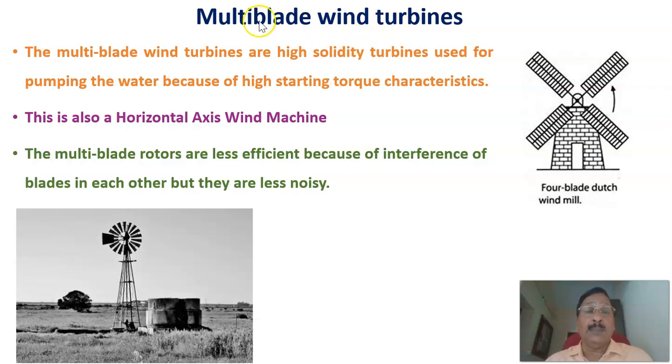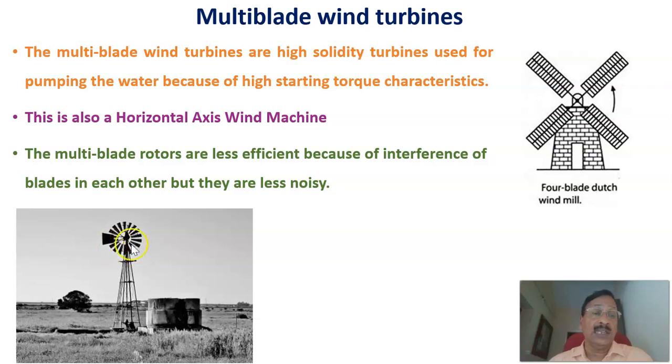The second type is the multi-blade wind turbine. This is also a horizontal axis wind turbine. Multi-blade wind turbines are high solidity turbines used for pumping water because of their high starting torque characteristics. Because here, as the number of blades increases, the starting torque increases. Multi-blade rotors are less efficient because of the interference of the blades with each other, but they are less noisy. That is another point to be noted.